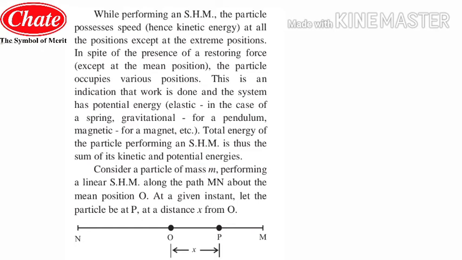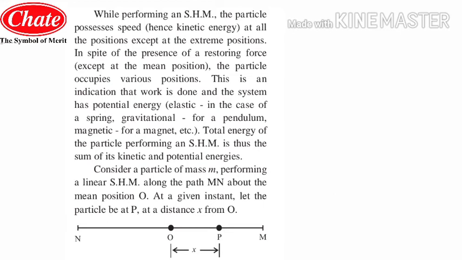Now, in spite of the presence of restoring force, the particle occupies various positions. This is an indication that work is done, means work is to be done. That's why the particle has to move from one position to another position. Then the system has a potential energy. And now we can say the total energy of the particle performing an SHM is the sum of kinetic energy and potential energy. As we know, the energies are of two types, P and K.